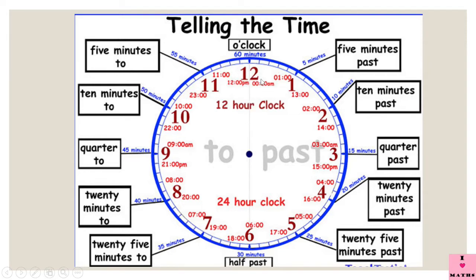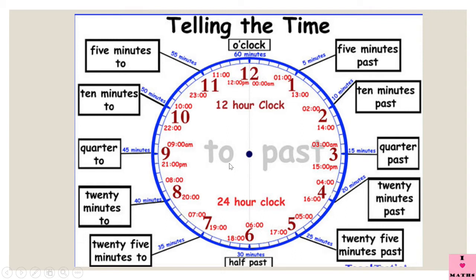Children, look at this clock. If we draw a line joining 12 and 6, the way you can see there's one line here. So our clock gets divided into exactly two equal halves.